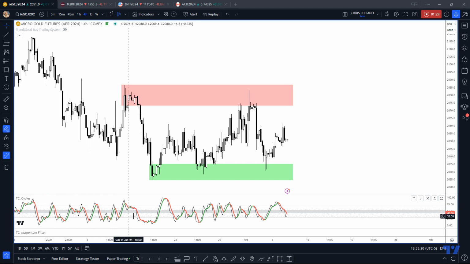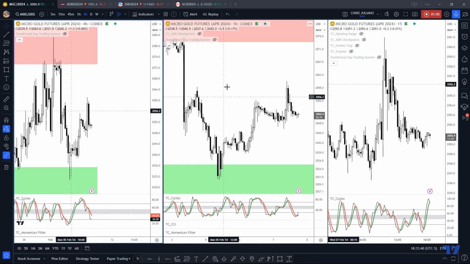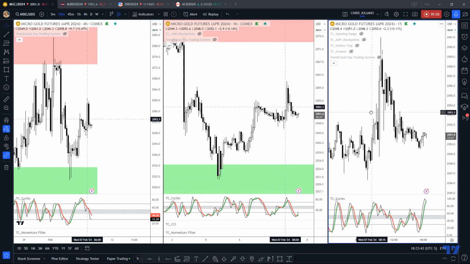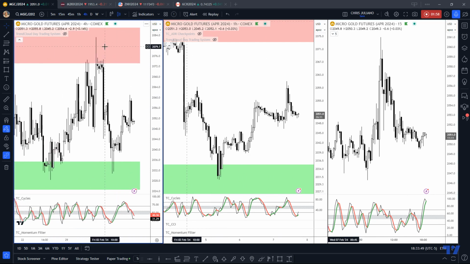This is a modified stochastic that I programmed, and it comes with the TrendCloud system. And again, it's a modified stochastic that's being used as a timing indicator. Let me show you what I mean by that. You're going to take 3 time frames here: 4-hour chart, 1-hour chart, and the 15-minute chart, and you're going to establish that market edge.